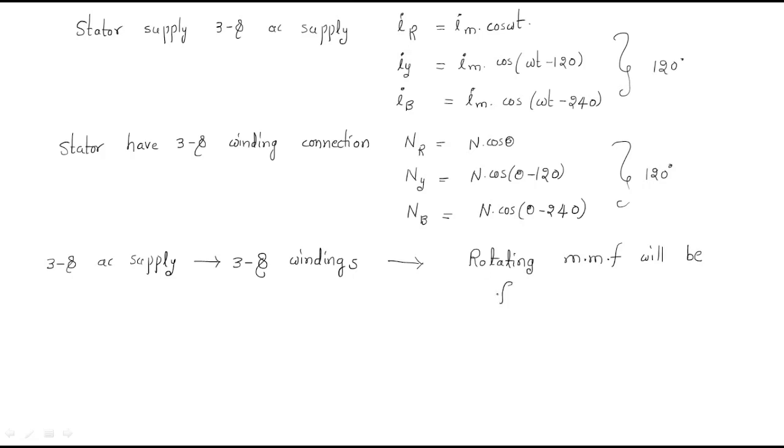It is represented with FR. This FR is produced in the stator, that's why it is called the stator rotating MMF. MMF means magnetomotive force. The magnetomotive force will be produced across the stator.